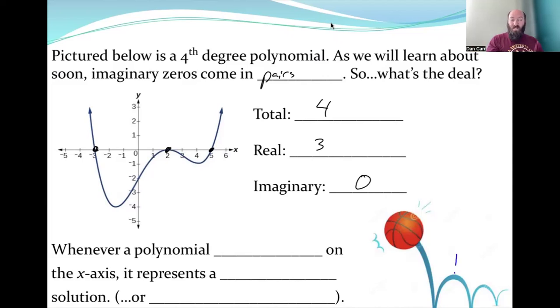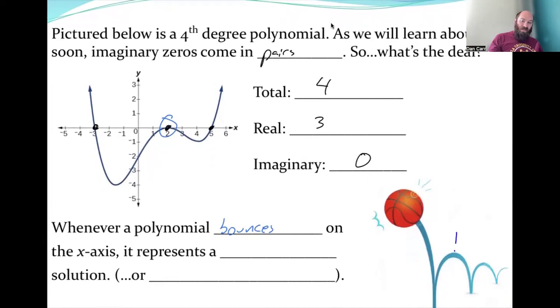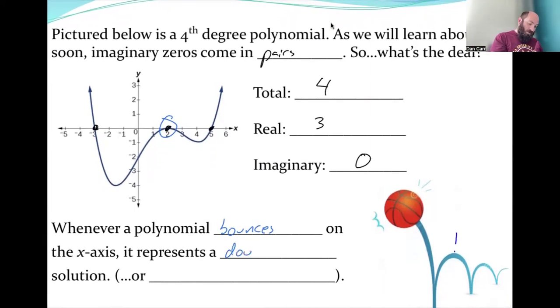So why is the number off? It's because of this one right here. Whenever a polynomial bounces on the x-axis, it represents a double solution, or it could be quadruple.